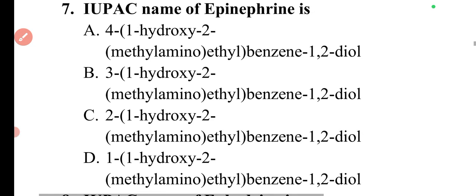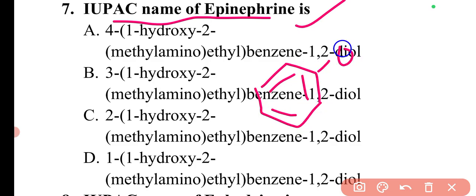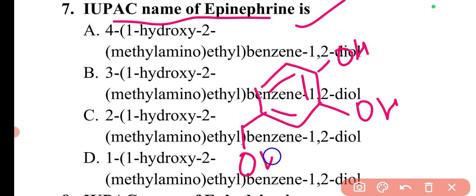Next, moving to another question: the IUPAC name of epinephrine is? For epinephrine, the structure will look quite similar. Here we will have the catechol ring. This is a catechol ring, OH and OH. Then at the opposite position, basically at the fourth position, we will have the OH group, then the CH2, then NH2. So this is the basic ring.